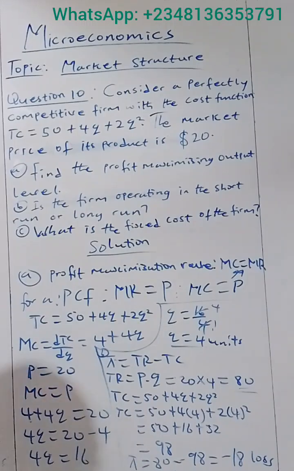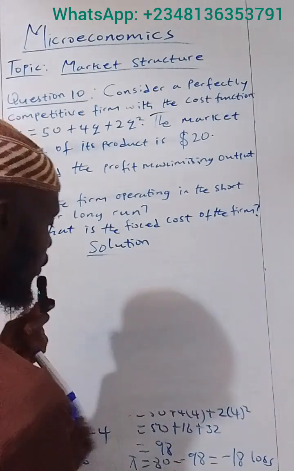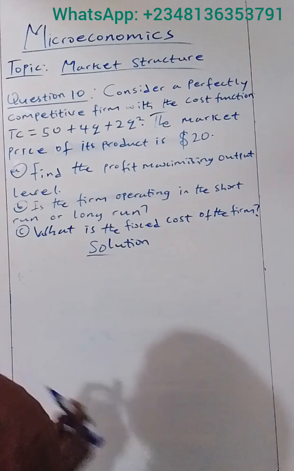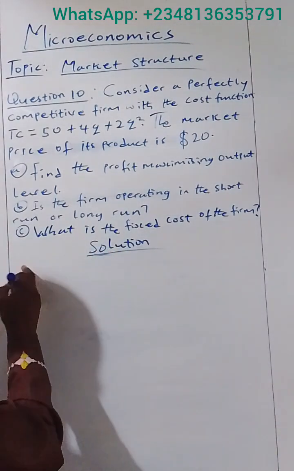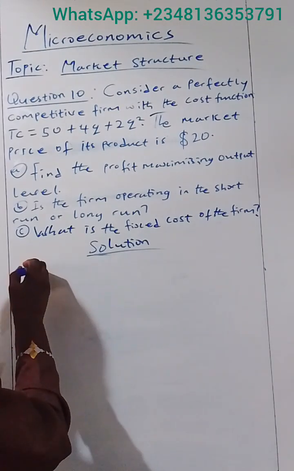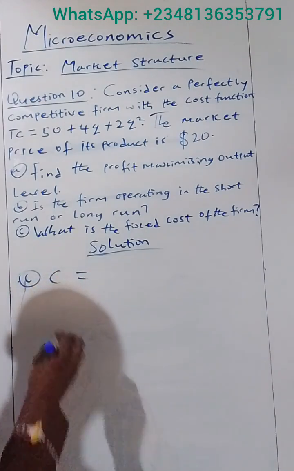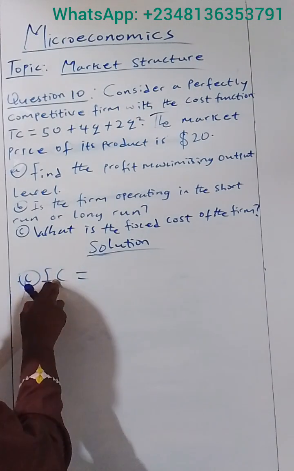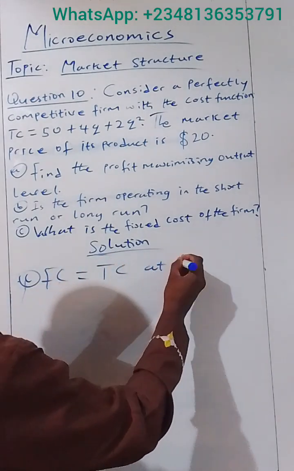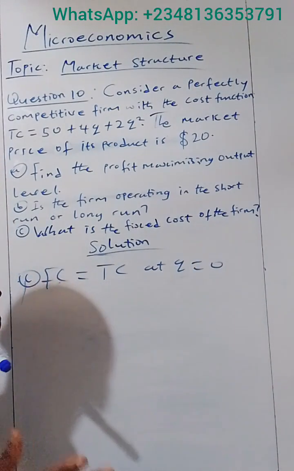Now, let me solve question C. Question C says, what is the fixed cost of the firm? The fixed cost of the firm is given as the total cost when the firm produces nothing. That is FC, fixed cost, or total fixed cost. The same thing is equal to total cost at Q equals 0. That is, even when the firm produces 0, does not produce anything.